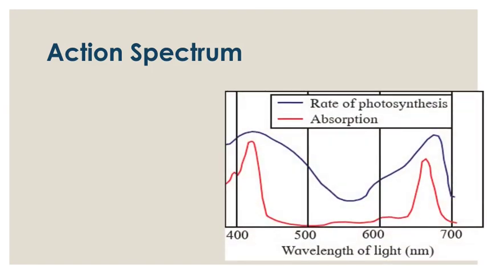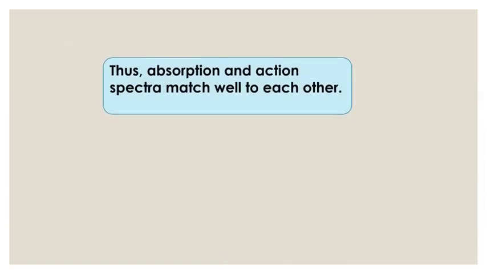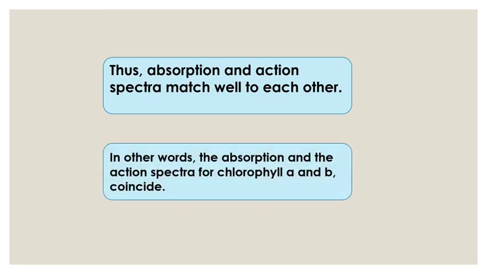So again, one more time, what is the action spectrum? The action spectrum is shown by blue color, which indicates the rate of photosynthesis. Red color indicates absorption. And you will see that it is maximum at 410, 420, 430. That is blue and violet color, and also maximum at red. So the comparison of the absorption spectrum for chlorophyll pigments and the action spectrum for chlorophyll pigment shows that they are maximum at red and blue, and thus they are similar. Thus, absorption and action spectrum match each other. In other words, the absorption and action spectrum for chlorophyll A and chlorophyll B are matching.